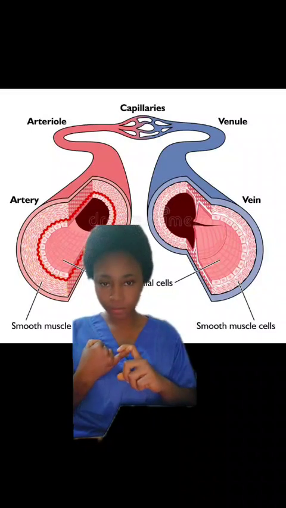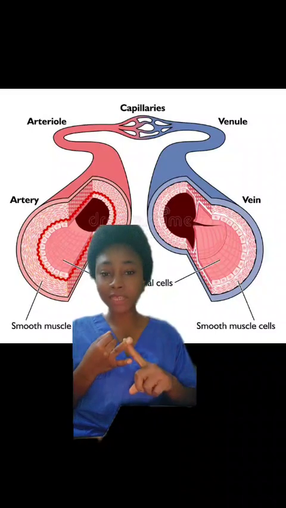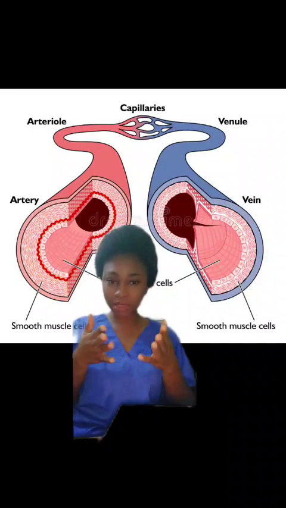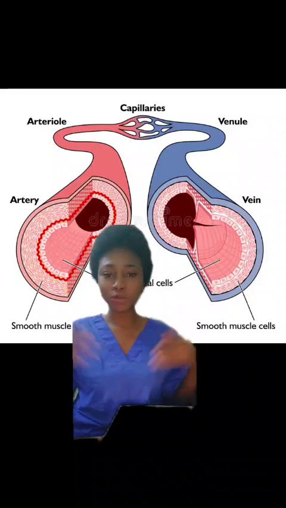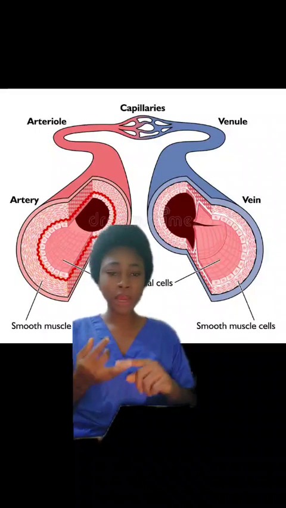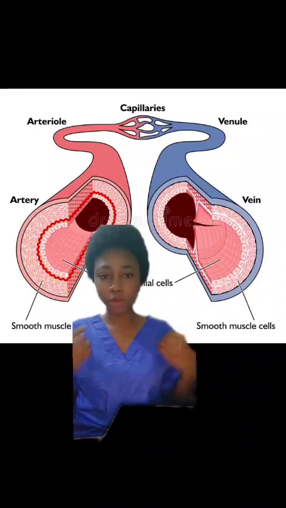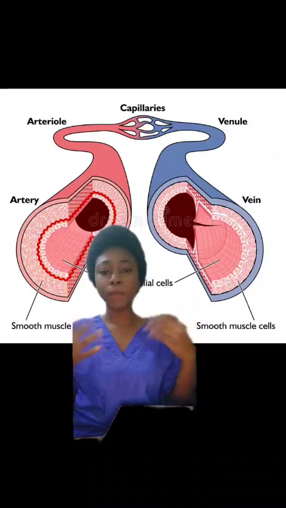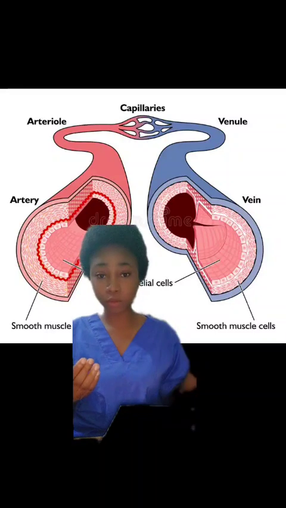They have thin walls, and they have larger lumen. You know what lumen is? Lumen is just an opening, like a space in a tract or cavity or a tube that allows things to flow, either air or fluid. And then the venules have larger lumen compared to the arteries. They have less smooth muscle, but as they merge together, they increase in size and smooth muscle too.